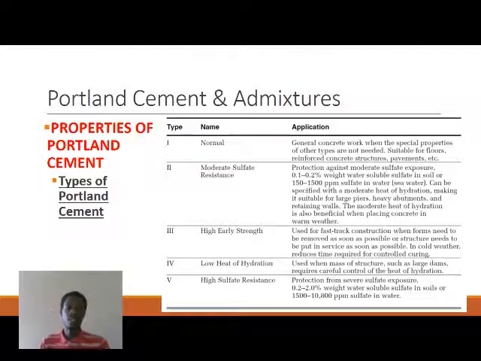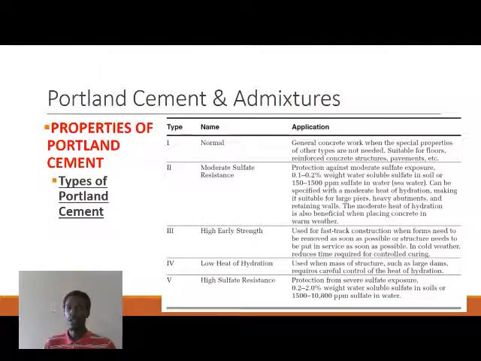There are different kinds of cement. The first one, we said, is the normal cement, which is used for most general concrete work, when you don't really need any special properties. It's suitable for floors, reinforced concrete structures, and pavements. And we also have the moderate sulfate resistant.